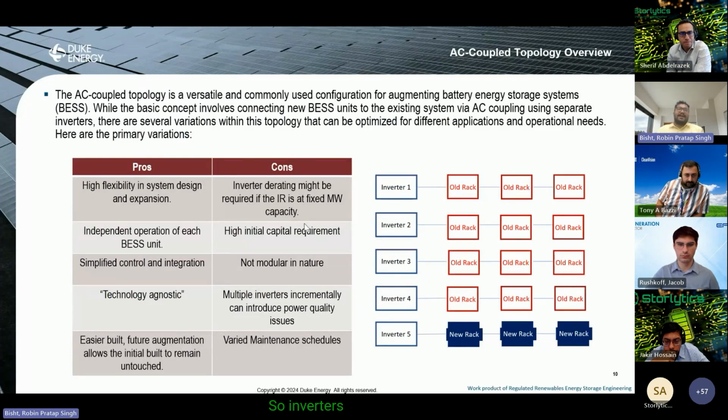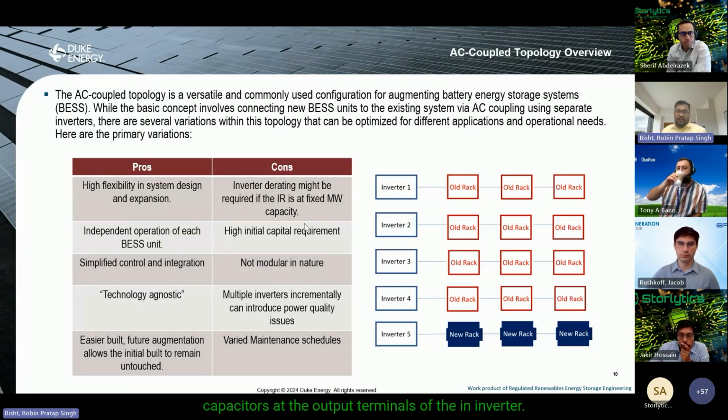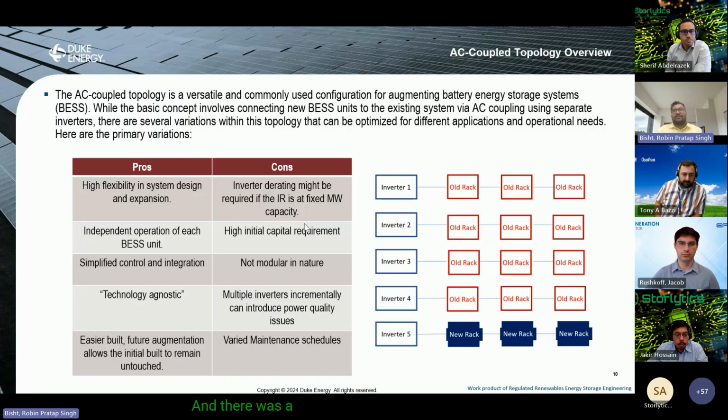Right. So inverters have larger filters. Most of the time you have big inductors and capacitors at the output terminals of the inverter. So if you keep on adding a lot of inverters at the same AC bus, there is a chance of having a really high resonance at different frequency points that could lead to higher harmonic current injections on the AC side. And there was a really great presentation from a power quality engineer at Duke Energy, who was the first one to notice that harmonics is definitely an issue at one of our older sites that is often not talked about.